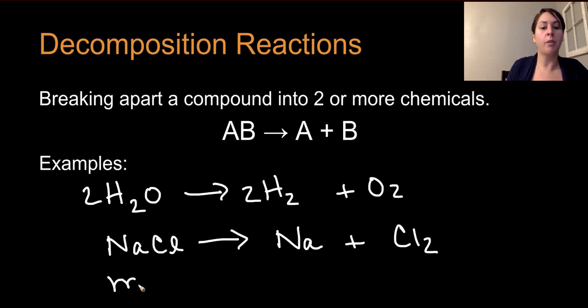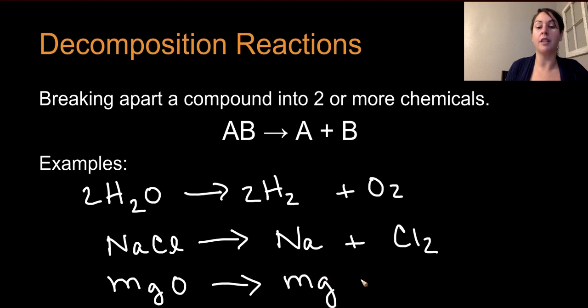Okay, same thing with the magnesium oxide. If we see just one thing on this side of the equation, we know that all we can do is break it apart. So we're going to have magnesium plus oxygen, which is an O2. Now be careful, we only put the 2 if it is a diatomic molecule, and so if you don't remember which ones those are, go back and check.